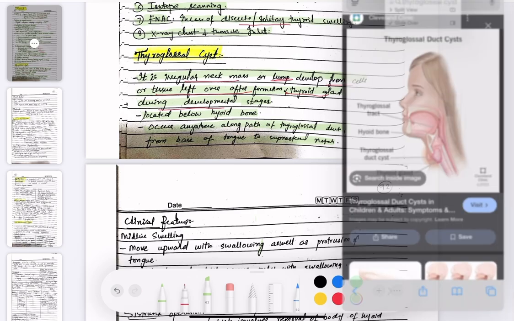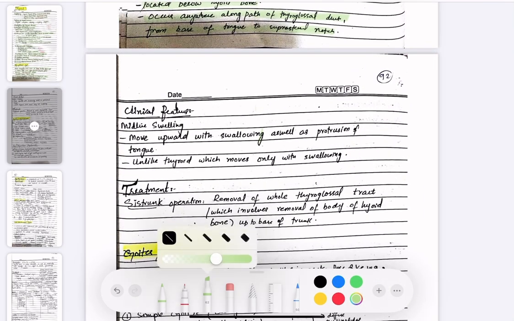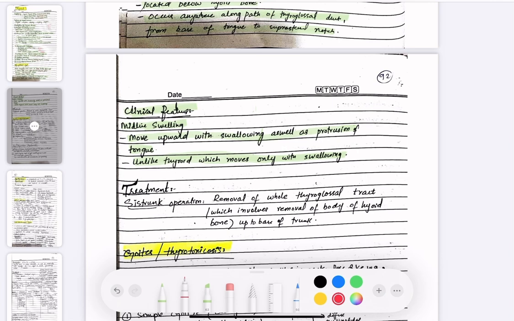Now, what are the clinical features? Clinical features are that midline swelling is present and it moves upward with swallowing as well as protrusion of the tongue, as it is present in the thyroglossal duct system. Okay, so when you protrude your tongue, it will move up. When you swallow, it will move up. Unlike thyroid, which moves only with swallowing, the thyroglossal cyst also moves with protrusion of the tongue. So this way you can differentiate between the thyroglossal cyst and the thyroid gland.